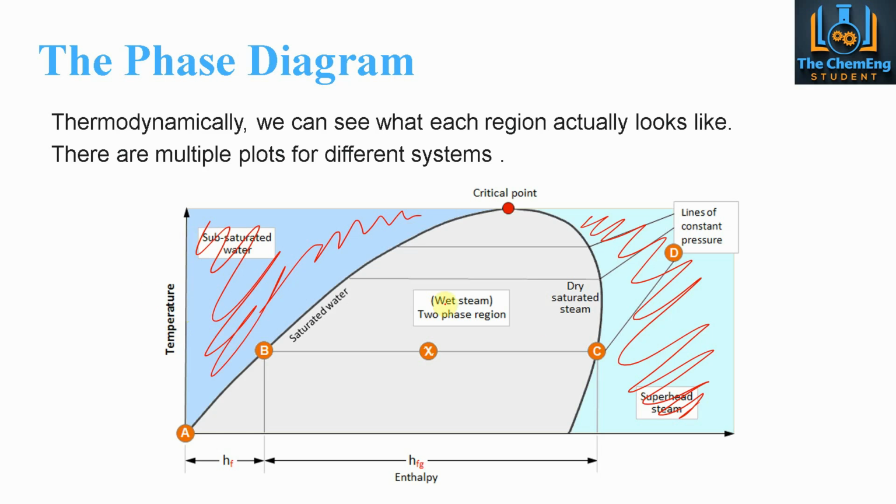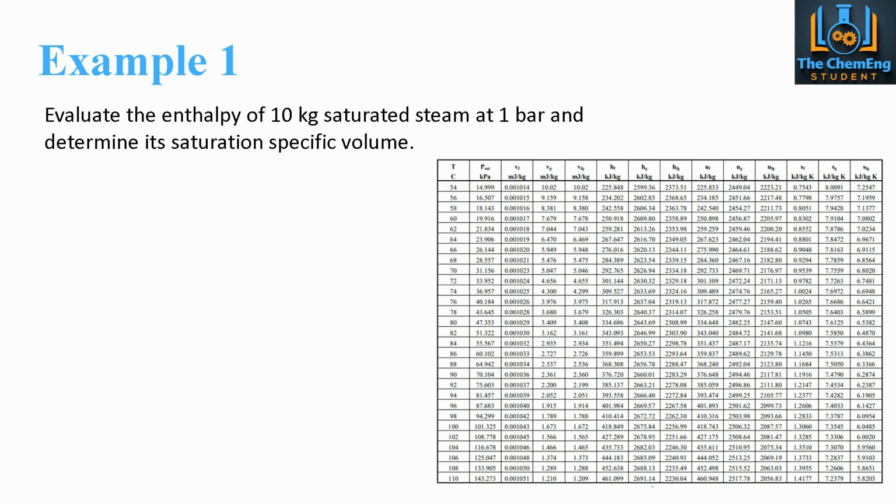But anyway, back to the phase diagram. So anything that lies on this line is known as saturated. So anything to the left of the critical point on this black line is saturated liquid. Anything on the black line to the right is known as saturated vapour. So very, very straightforward. So that's what it looks like on a graph. Now let's take a look at a couple of examples here.